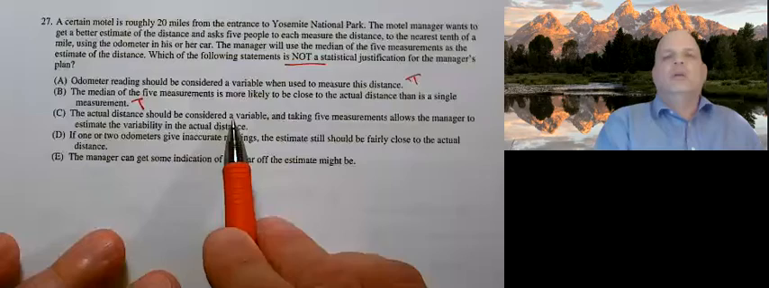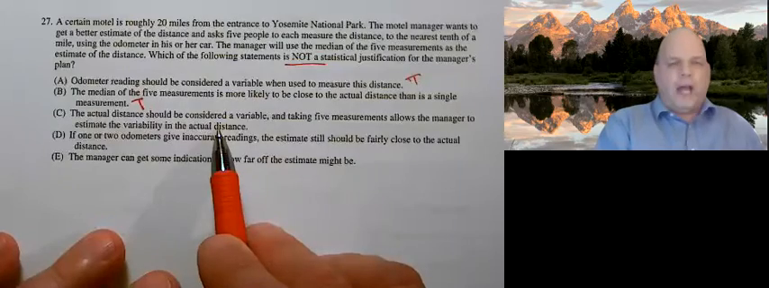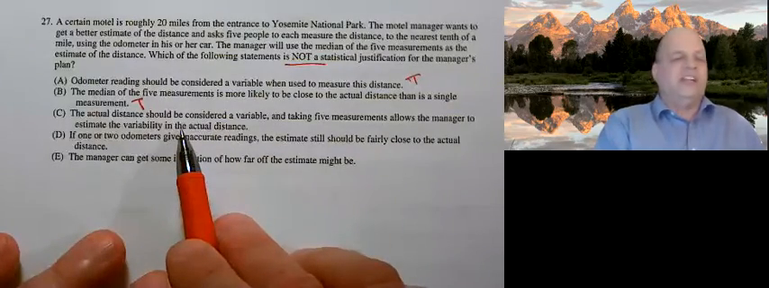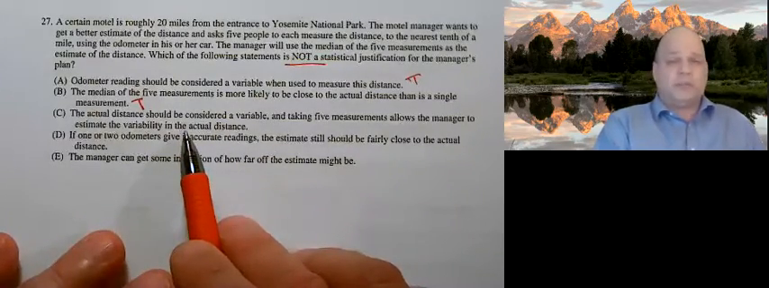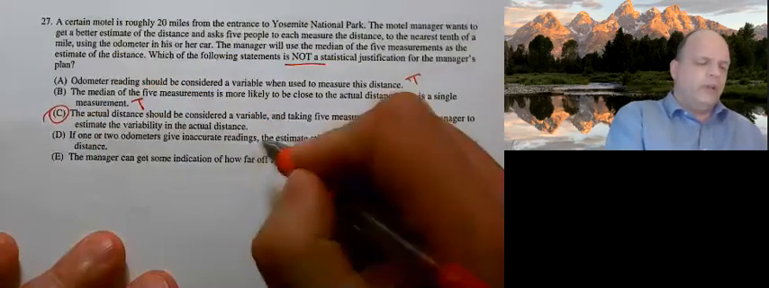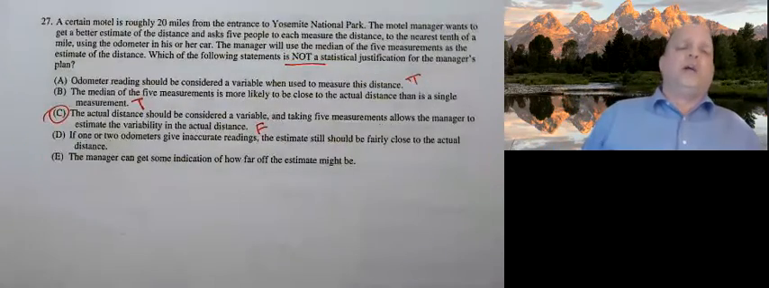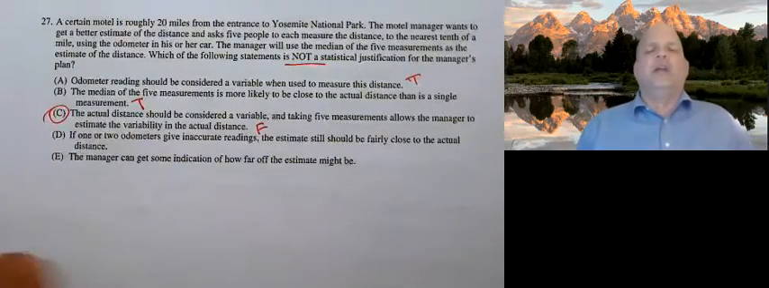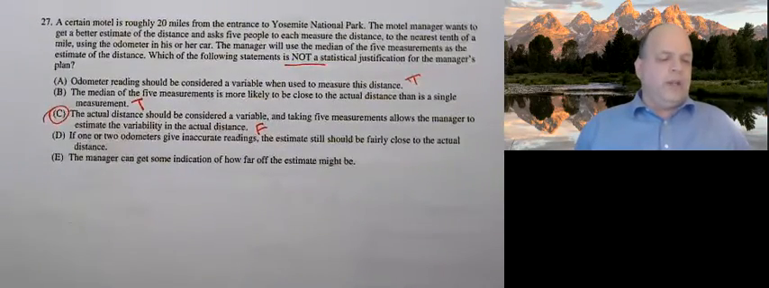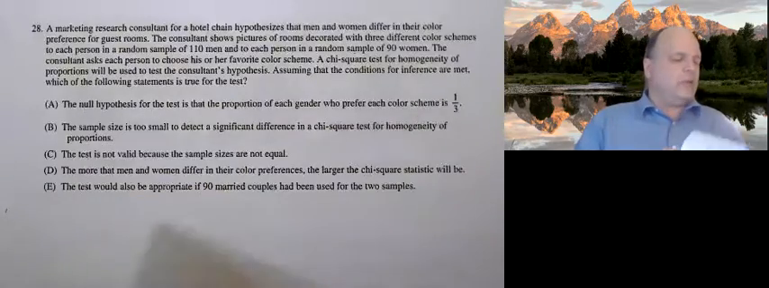Whoa. No. The actual distance isn't the variable. The actual distance is some actual value. The actual distance, the number of miles to get there, should not vary. So consequently, that's false. That distance didn't change. The way we read our odometer might change. Our odometer may be inaccurate, but the actual distance is what it is, and it's not going to change. It's the true population distance.